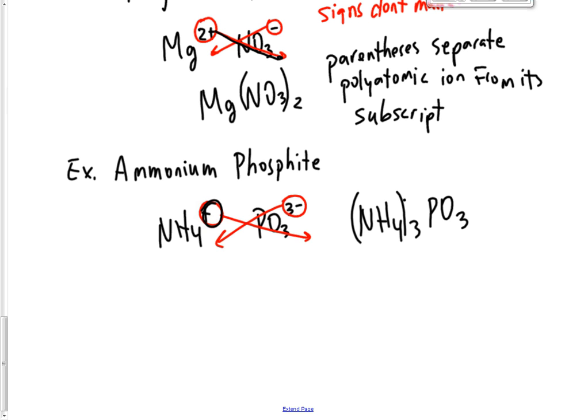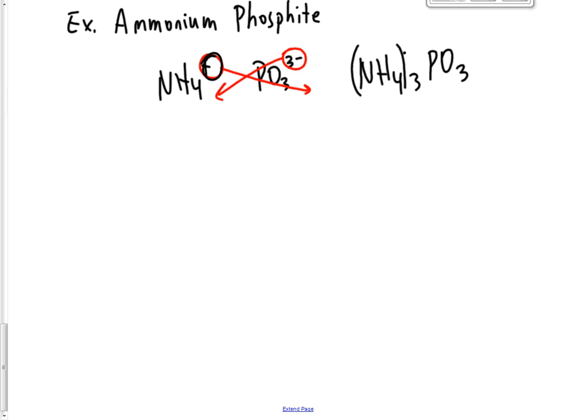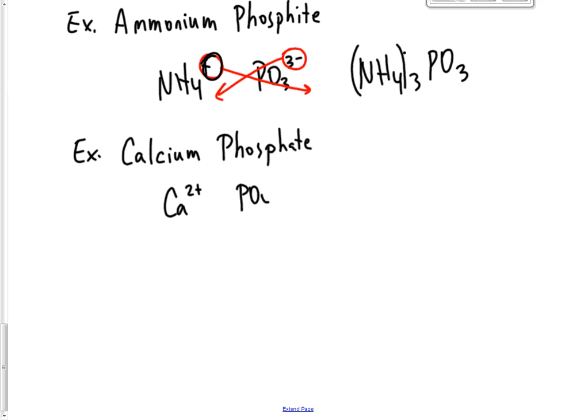Let's do one more. Calcium phosphate. All right, so calcium is a 2 charge. Phosphate is PO4 3 minus. Okay, so those are our 2 ions.